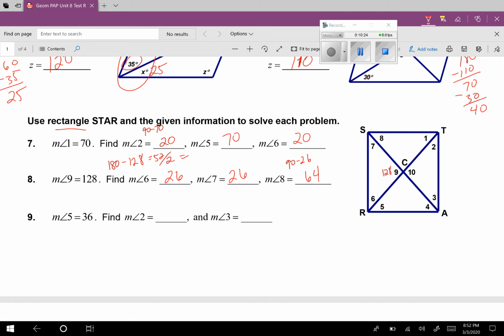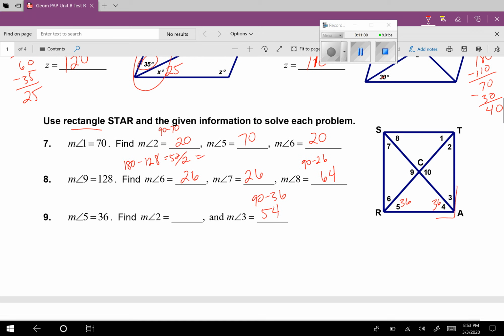Okay, question 9. Angle 5 is 36. Okay, find the measure of angle 2 and the measure of angle 3. Okay, so angle 4 is also going to be 36. To find angle 3, we'll do 90 minus 36. And it's going to be 54, so angle 3 is 54. And then angle 2 is going to be congruent to it, so it's also going to be 54.